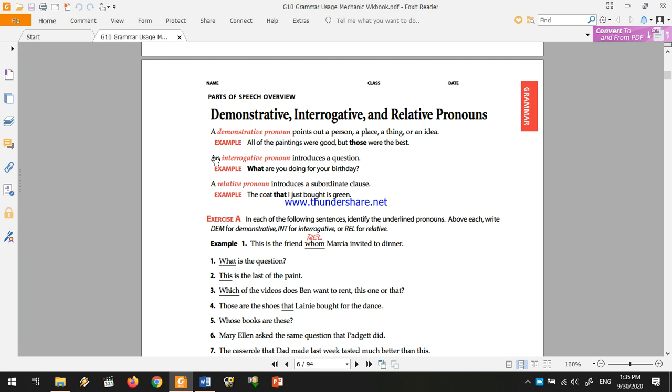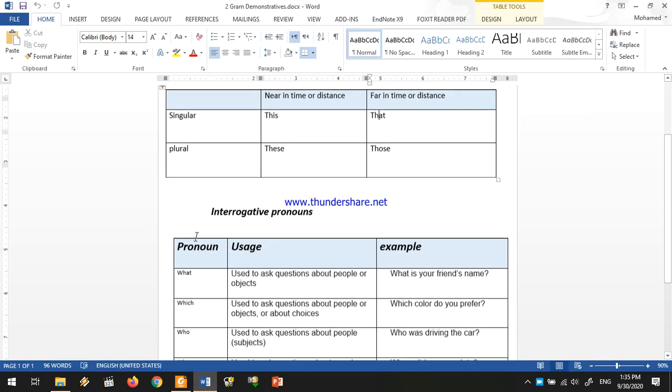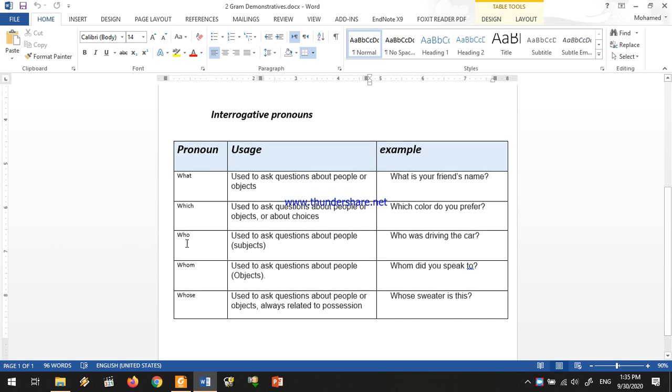Next, we will talk about interrogative pronouns. It introduces a question. We use an interrogative pronoun to start a question. For example, we have what, which, who, whom, whose. We use what to ask about people or objects. For example, what's your friend's name? Or what is going on? Or what's happening here? And what will you do after school? I'm asking about an idea or an object.